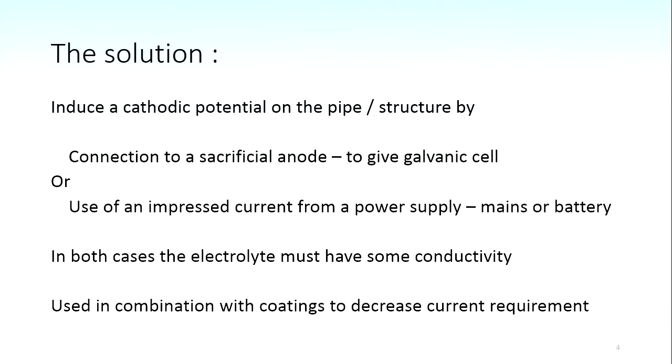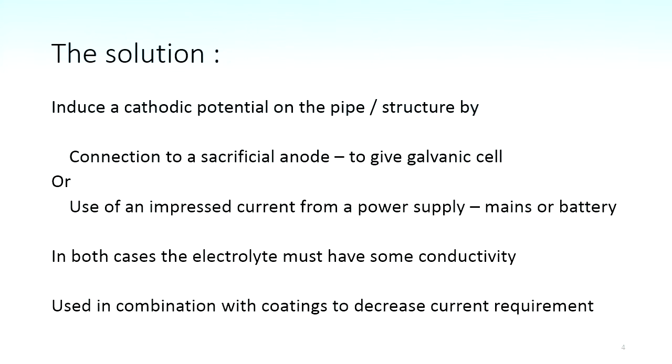These systems that apply to pipelines, being large structures, are generally in association with a coating. Small components sometimes not so, but large, long lengths of pipe generally with a coating. And that's to get the currents down to something realistically generatable by the anode system that you put in.